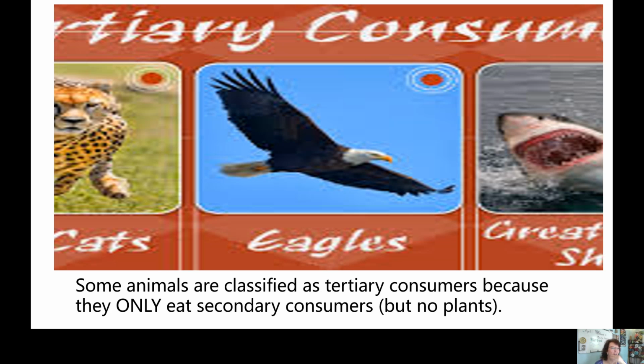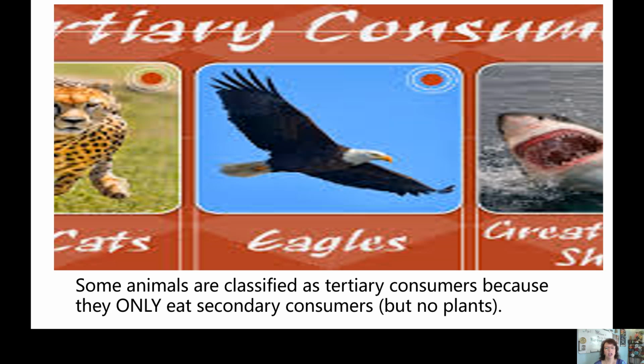They do not eat primary consumers. They do not eat rabbits and things like that. They only eat meat. So why are they considered tertiary? Well, because they are the big boys. They are at the top of the food chain. They really do not have predators other than man.